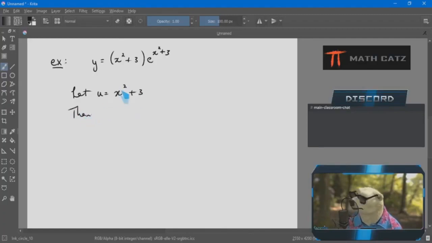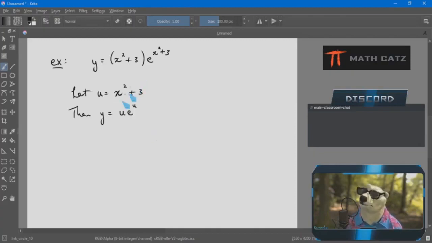So if I let u be the inside function, then my outside function y is going to be u times e to the u. I can certainly do that. That is a correct breakdown of the function of a function. But is it the best choice moving forward? I claim it's not impossible. I can totally do it this way. But it's not ideal. It's not optimal.